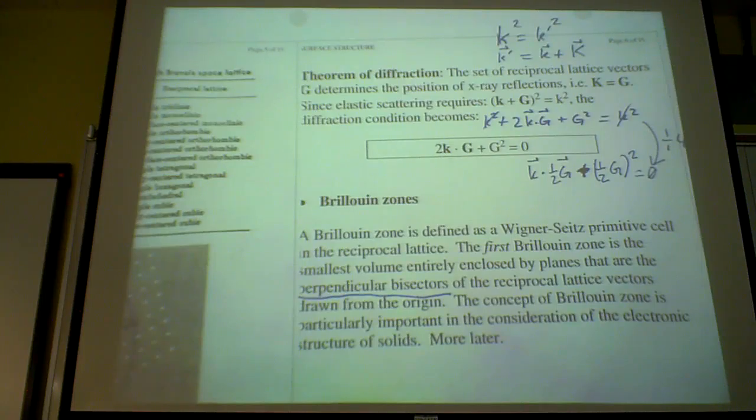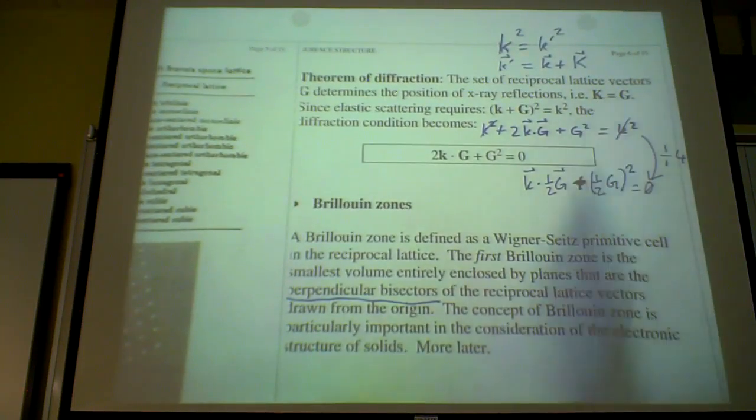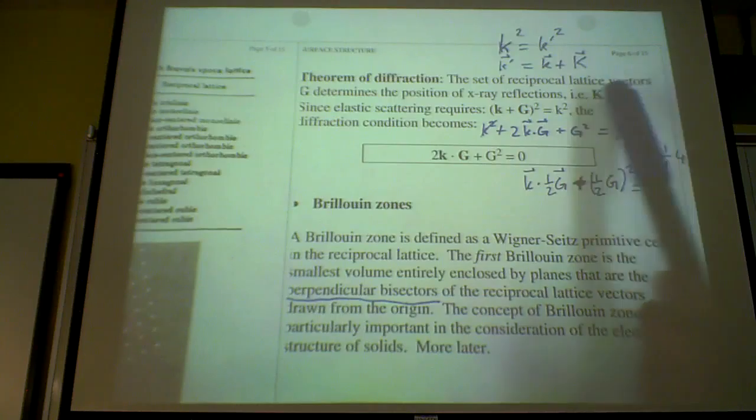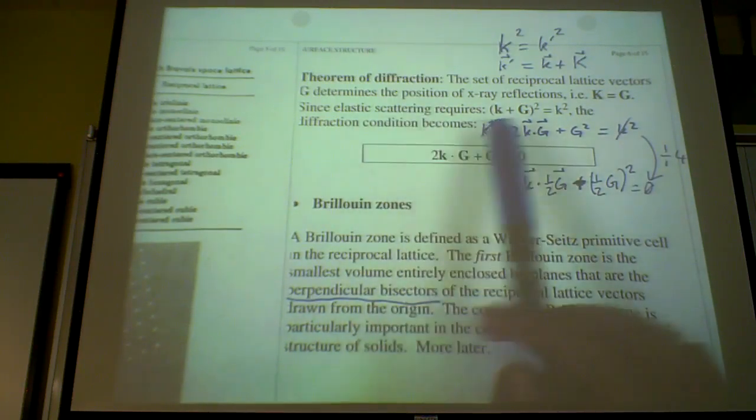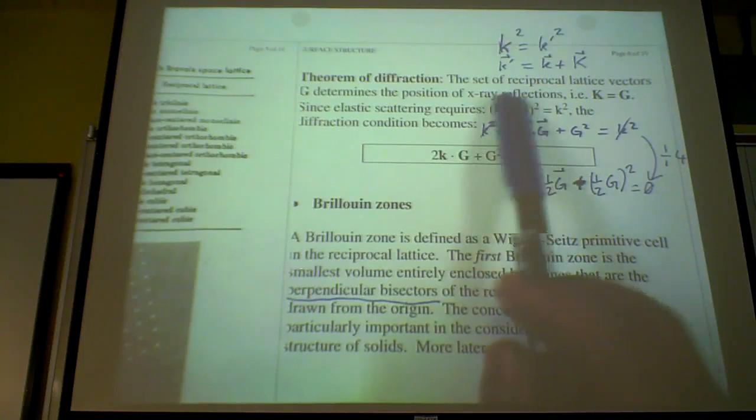So K, which is my momentum transfer vector, must be my reciprocal space lattice vector. In other words, it must be some integral number times my unit reciprocal space vector. So K must equal G.